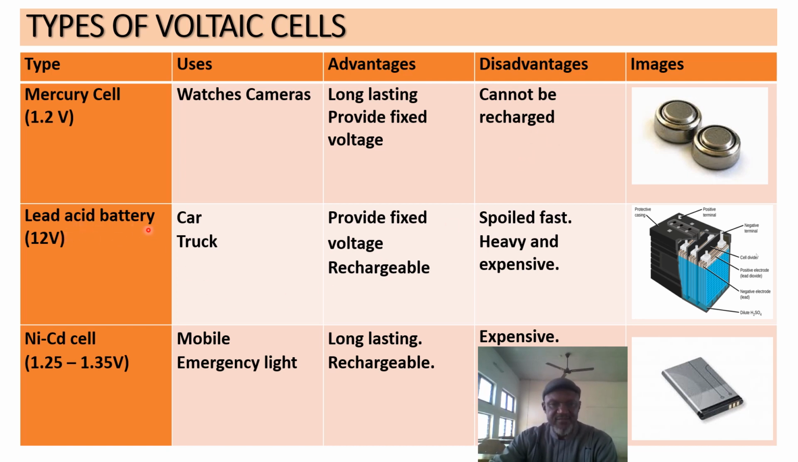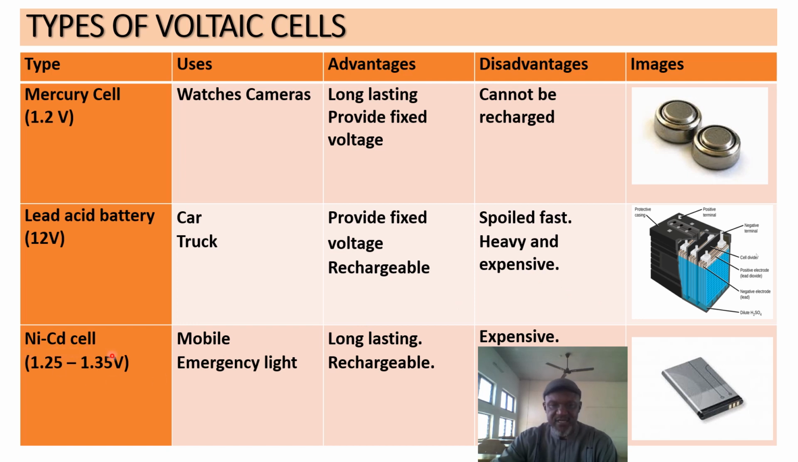Another is the lead acid battery, the one we see mostly in our cars, lorries, buses, and trucks. It also provides fixed voltage. It is rechargeable, but it spoils fast. It is very expensive and it's also heavy. At this point now in Nigeria, batteries are very expensive. Some of them are up to 85,000 or even more.